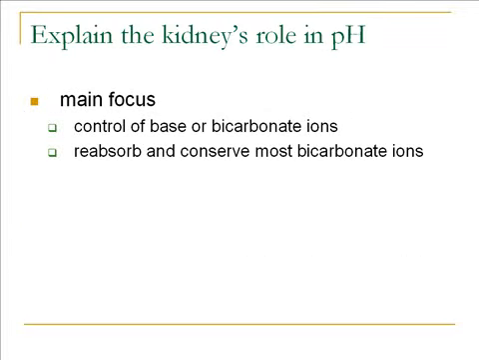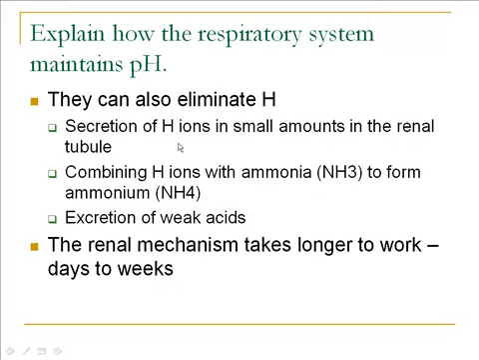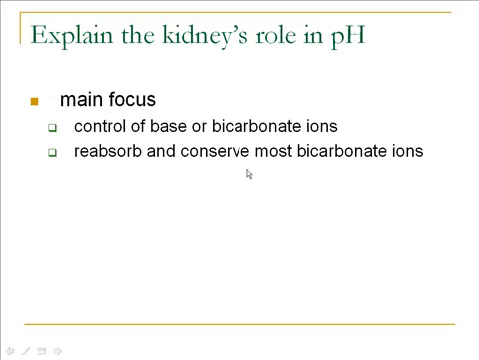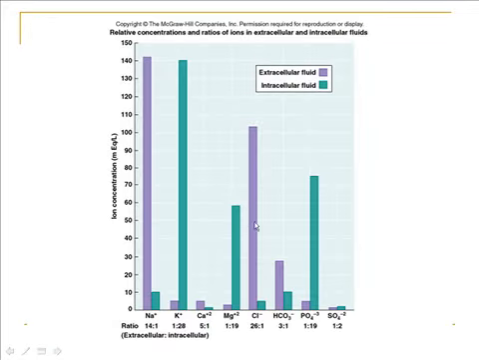The main role of the kidney in pH is to control our bicarbonate ions, and that's its job. It looks after bicarb better than anything. As we said on the previous slide, it does help us eliminate a few hydrogen ions to help out the lungs, but this is less efficient than the control of bicarbonate ions.